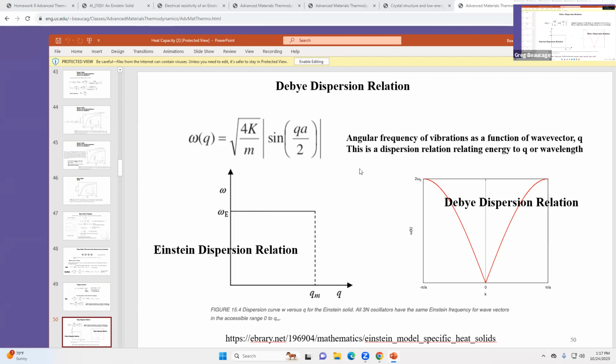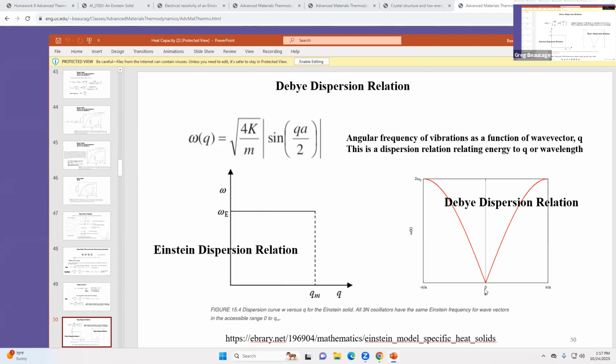So anyway, you can compare directly this dispersion relation. Einstein just has one frequency. It doesn't matter what wave vector. It's just got one number. And this has this kind of weird behavior. It's a sine, so when you get to small values, the sine becomes its argument. So at low wave vectors, when you get near 0, this thing becomes qa, and then this thing is just k over m. So you get a straight line near 0, and the slope of the straight line is the square root of the modulus.